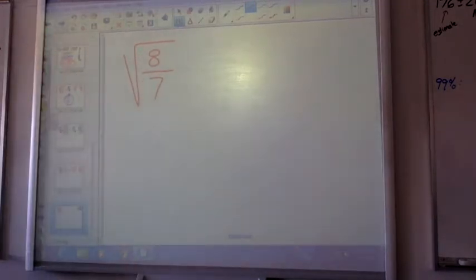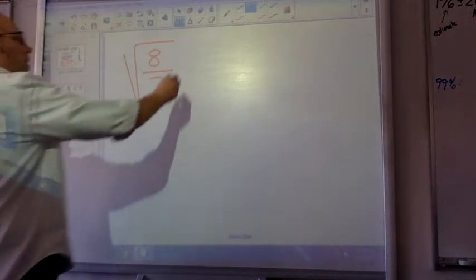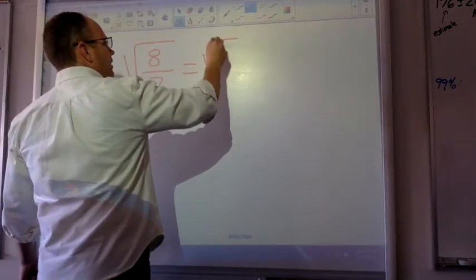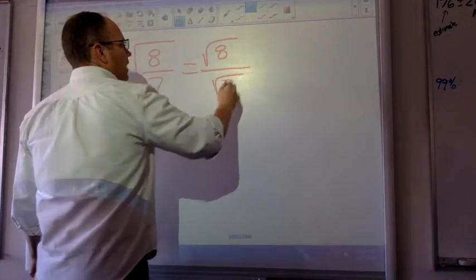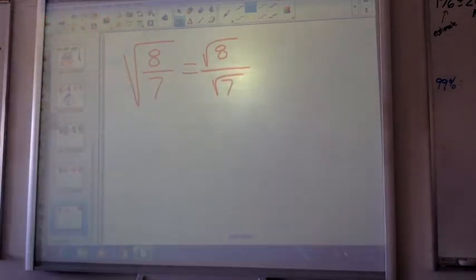What's my first step? Set both top and bottom as separate radicals. Okay? So I get root 8 on top over root 7 on bottom. Still with me? So we're just breaking up the root. Okay, now I want to make the denominator a perfect square.